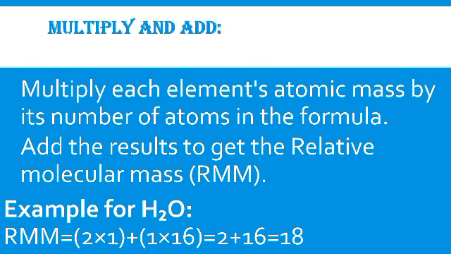Next step is to add the results to get the relative molecular mass. So we say 2 times 1, which is 2, plus 1 times 16, which is 16. 2 plus 16 brings the relative molecular mass to 18.